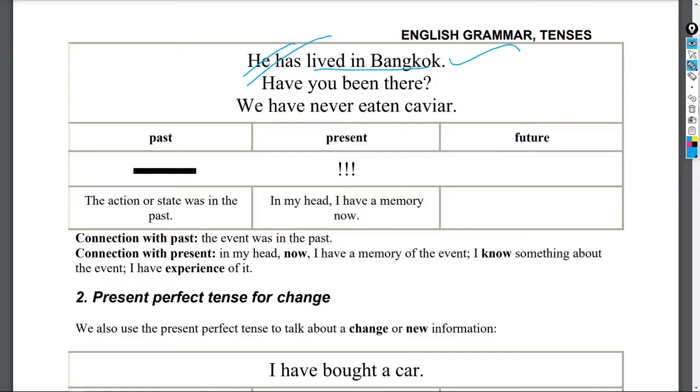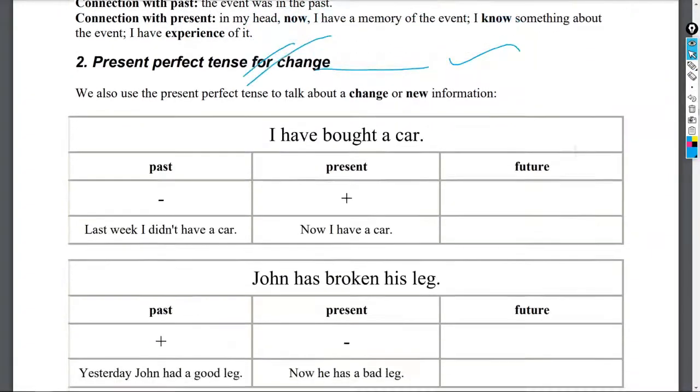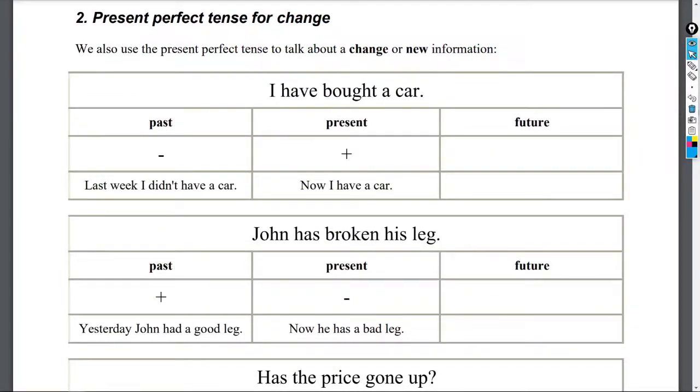Now let us see the present perfect tense for change. How is this present perfect tense used for change? Let us go for it. I have a car. In the past, last week, I did not have a car. So now it is a change. Now you possess a particular car, and therefore you have become the owner of the car. This have shows the possession, and this is also the present perfect tense, related to the past, and compared to the past, it shows some change in the present.